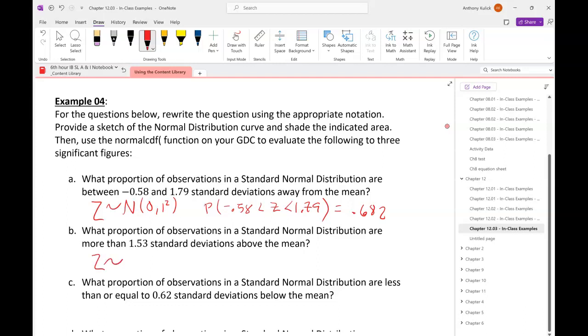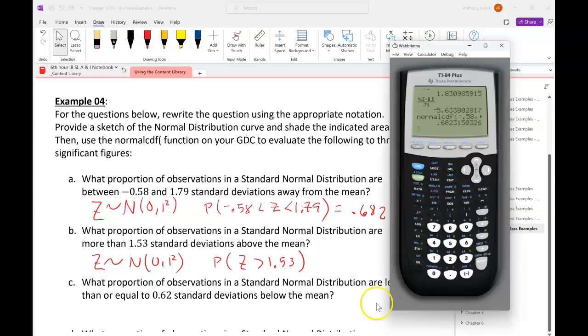So in the next one, Z is normal, 0, 1 squared, because again, it says standard normal. And we want the probability that Z is greater than 1.53. So again, I'll do distribution or second vars and then pick normal CDF. Now, the lower bound is going to be 1.53. What's the upper bound going to be? Right, it said Z is greater than 1.53. What should the upper bound be?